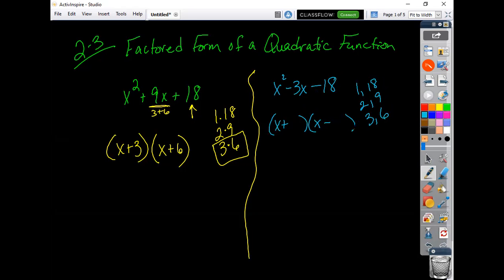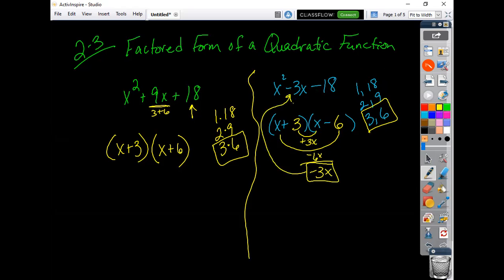And when you do that, if one of them is positive and one's negative, and when you add them together, you're going to actually be subtracting. So which of these three, when subtracted, is going to give me a 3? So the 3 and the 6, and the bigger number needs to be negative since this is negative. So I would put my 6 here, my 3 there. There's my positive 3x. There's my negative 6x. So when I combine them, I get the negative 3x that I need in the middle.